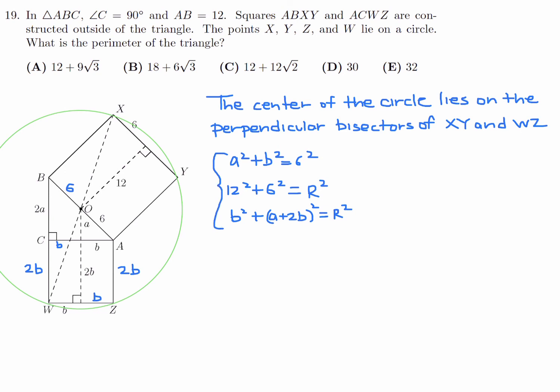So this is the system of equations that we need to use to figure out the values of A and B. Once we have the values of A and B, we can figure out the perimeter of that triangle. The perimeter of that triangle is going to be 2A plus 2B plus 12. So obviously we have to figure out the value of A and the value of B. All right, so now we've got a whole bunch of algebra, so here we go.